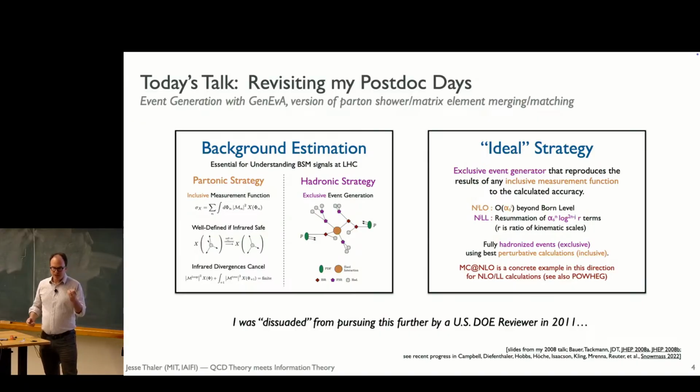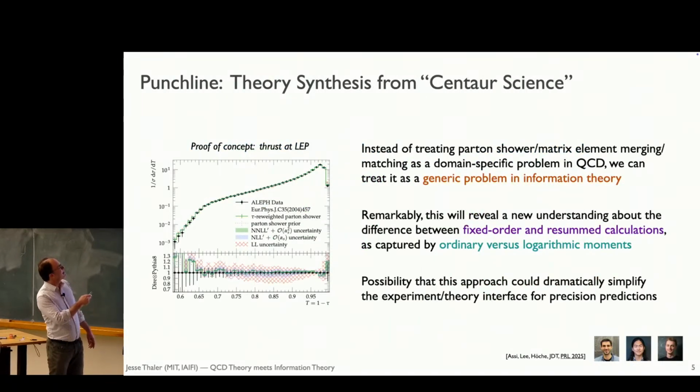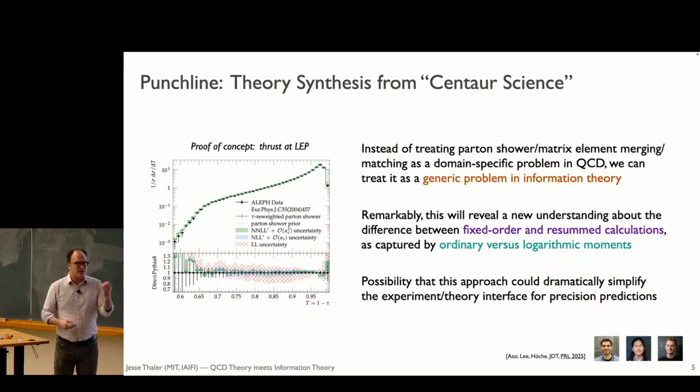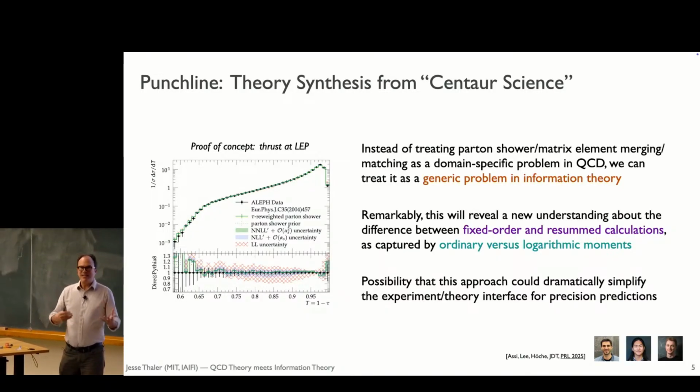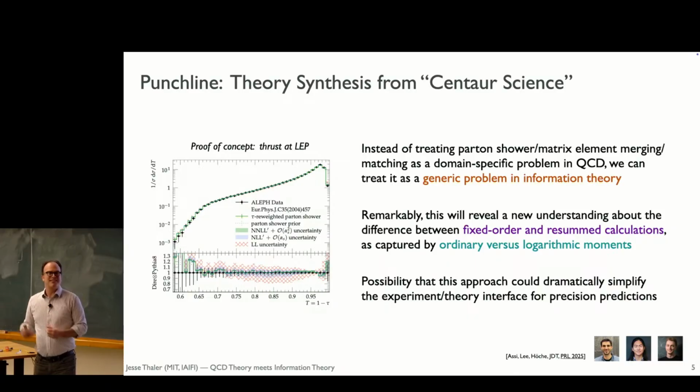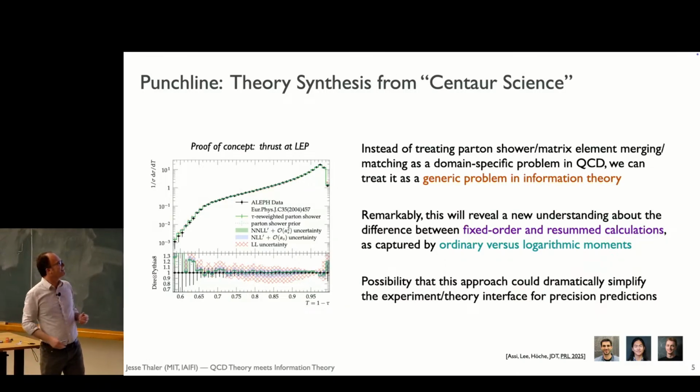So let me just tell you the punchline of this talk. The punchline is that we're going to do a theory synthesis, synthesize multiple different theoretical calculations through what I'll be calling centaur science. I'll explain what that is. So a centaur is, of course, the mythical Greek creature that's part human and part beast. And you're going to see, let's say the human part is the QCD part and the beast part is machine learning. We're going to see how those things can fit together.